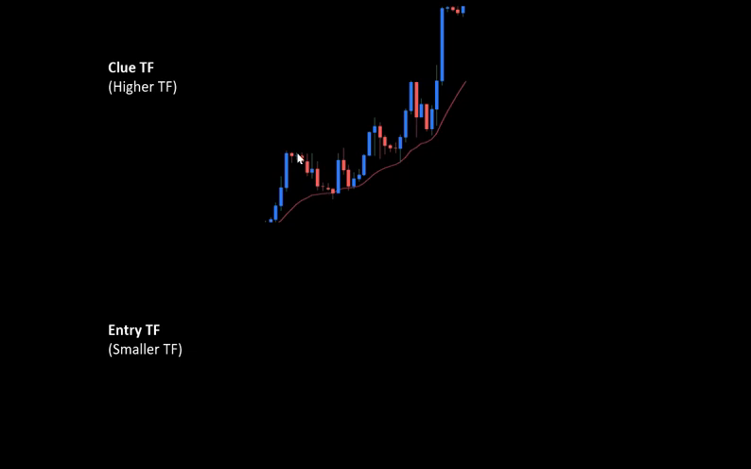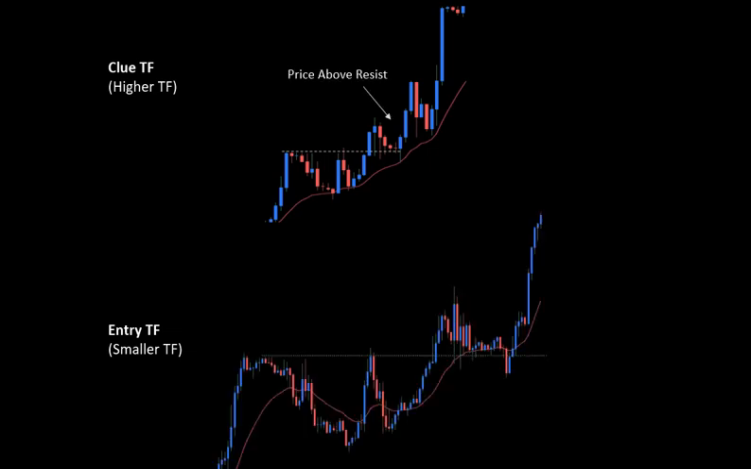All right, look at that. From the resistance, it did that, and then again we see the resistance there. All right, so that's what we see. The price now is trading above the resistance. By the way, guys, I use the clue time frame, the idea time frame, which is a higher time frame, and the entry time frame. That helps me to get a better perspective about the market. So look at that, price above resistance. Resistance, it touched it again.